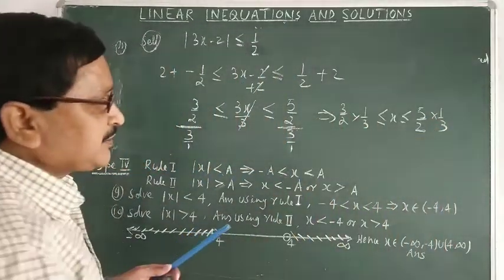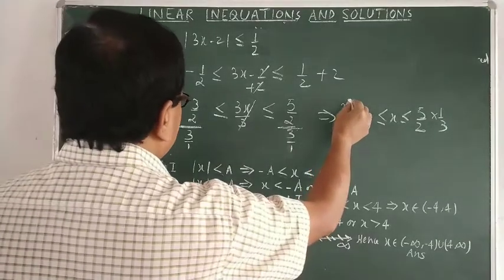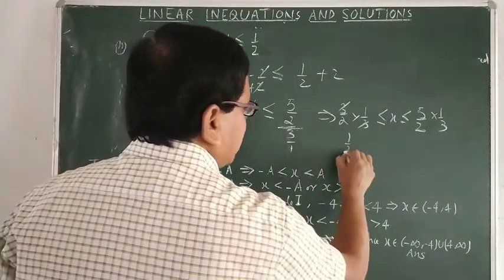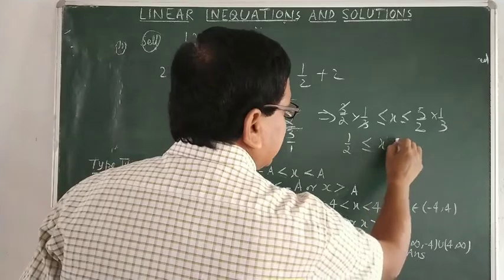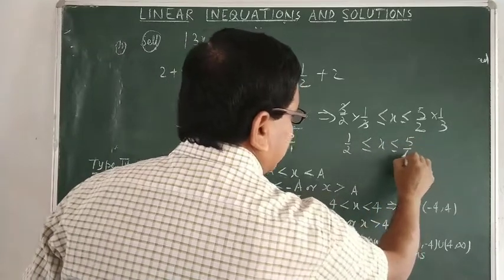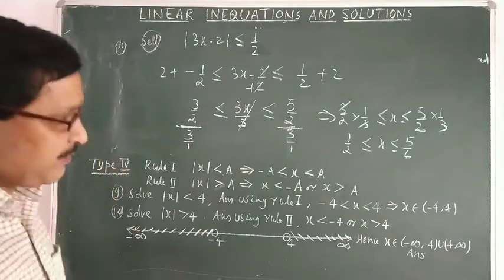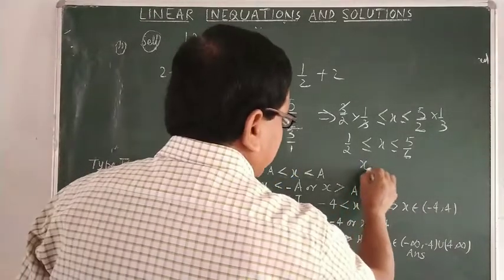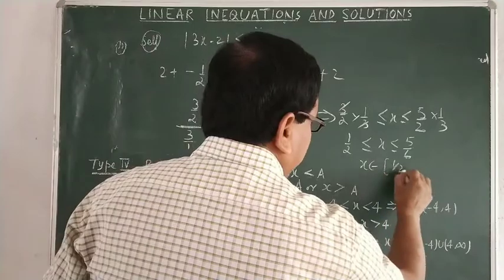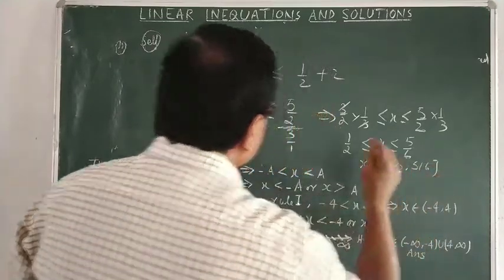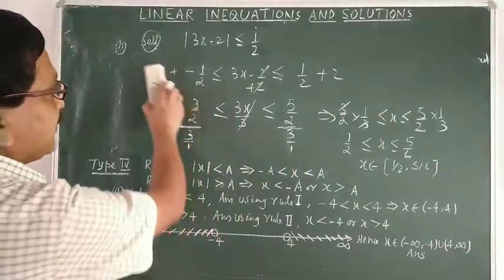So our final answer is almost ready. This 3 cancels. So 1/2 ≤ x ≤ 5/6. So we are close to our answer: 1/2 to 5/6. So x belongs to [1/2, 5/6]. In this way, we can do it fast.